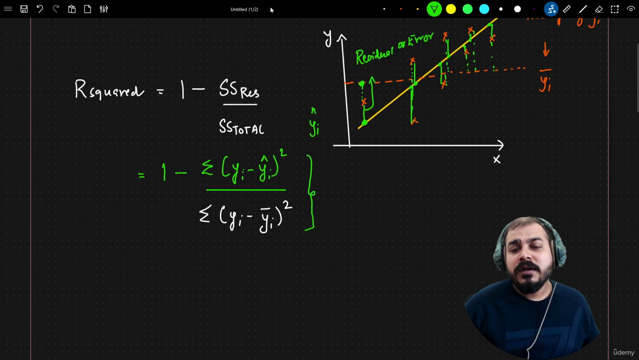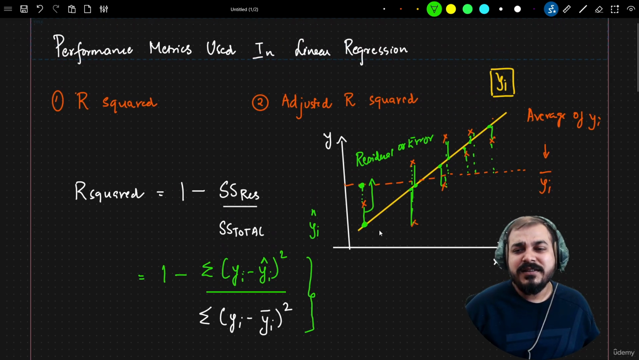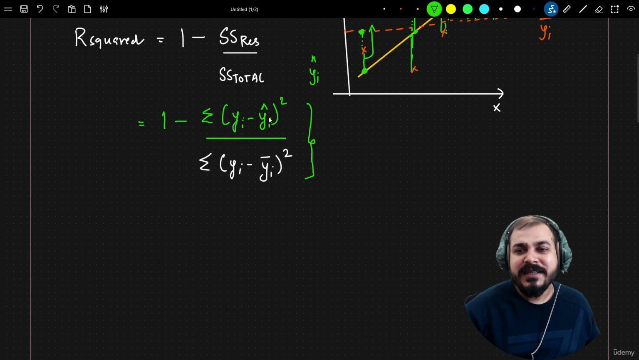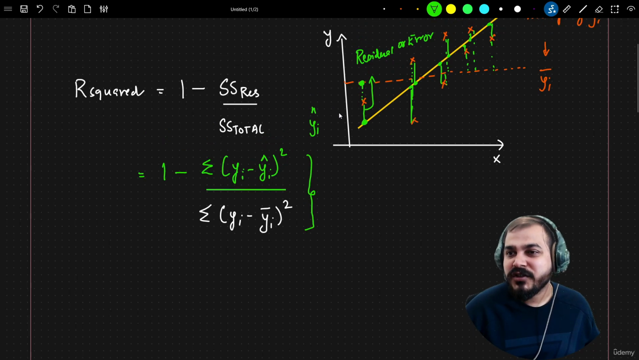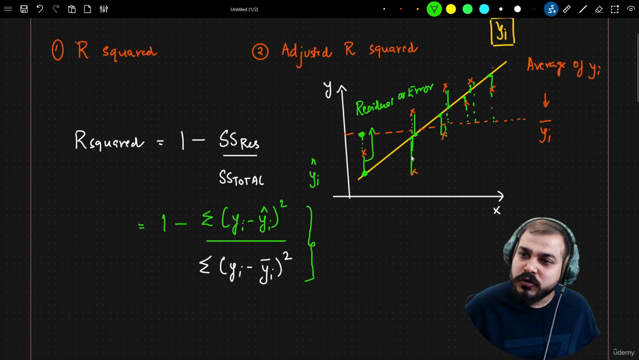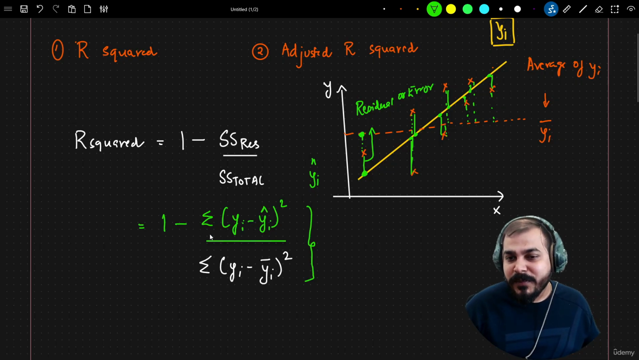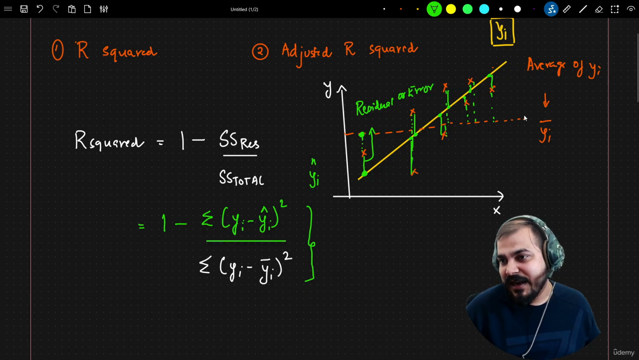Now here you can clearly see, just by simple understanding, that y of i minus y of i hat whole square, this residual difference, will be a smaller number when compared to this particular difference, because my best fit line passes almost near to all the true points. This other one is with respect to the average line, and obviously the distance will be quite big.